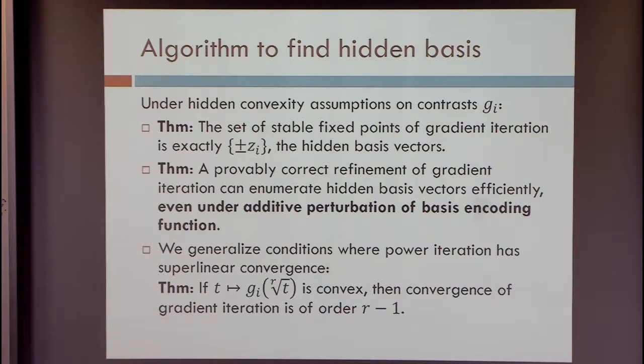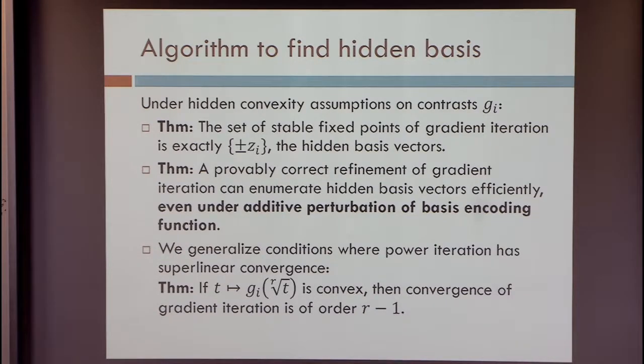But anyway, the first thing that we prove is that for the pure gradient iteration, the set of stable fixed points is exactly the vectors we are looking for, so plus minus the hidden basis vectors. And then for the actual enumeration problem, possibly under additive noise, we show that a variation of the algorithm can enumerate all the hidden basis vectors efficiently, even if the basis encoding function has been perturbed.